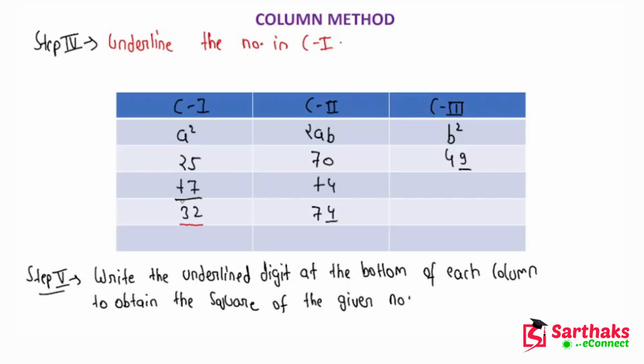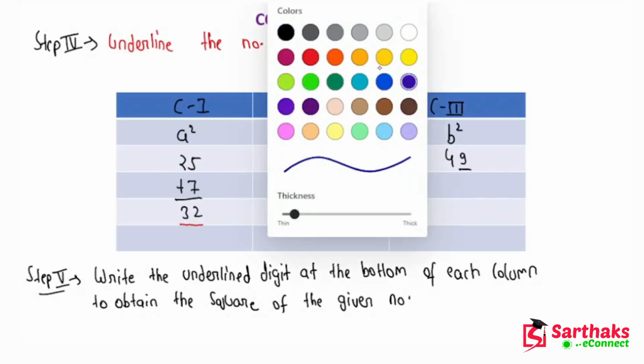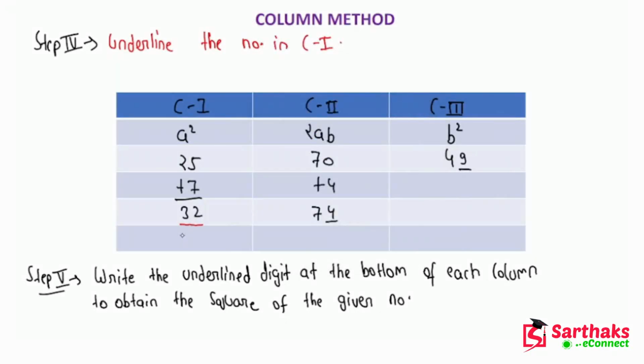Full stop. Okay, so let us write them. The underlined digits here were 32, here it was 4, here it was 9. So this basically implies that 57 square comes out to be 3249. Okay, so this was the complete method.